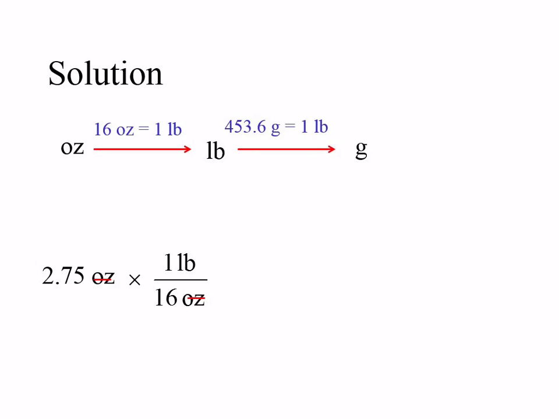And now the next step is I want to go to grams. How can I use that to get to grams? What would be that next term? I want pounds to cancel. I'll be left with grams. 453.6 grams over 1 pound. That's exactly right. So again, I've been carrying the numbers along, but focusing mostly on units. So I have units of grams.